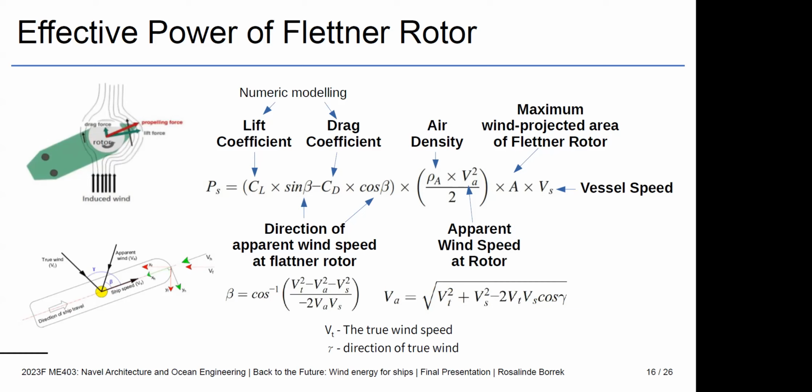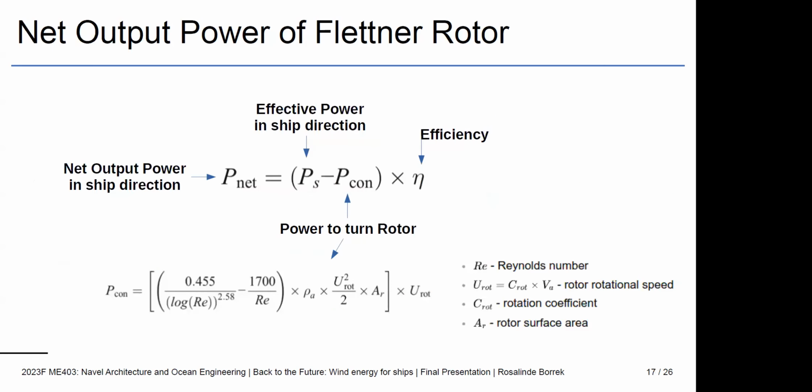To calculate this effective power is relatively straightforward. The most difficult part is the lift and drag coefficients, since those have to be calculated by numeric modeling. But if you have the effective power, you can then calculate the net output power of the Flettner rotor, because as I said, you have a motor that is turning the rotor, so you need to subtract the power you need for that motor from the effective power to get the net output power, and then also take the efficiency into account.